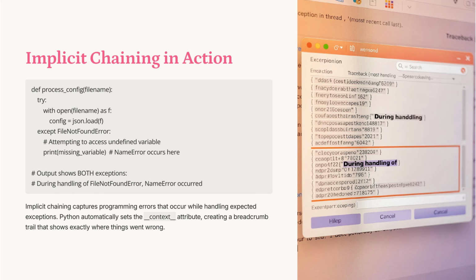Implicit chaining captures errors during exception handling, automatically setting the __context__ attribute. For instance, if a FileNotFoundError occurs and a NameError follows, both are shown. This breadcrumb trail helps trace the error's origin, enhancing debugging by revealing where the handling process failed.